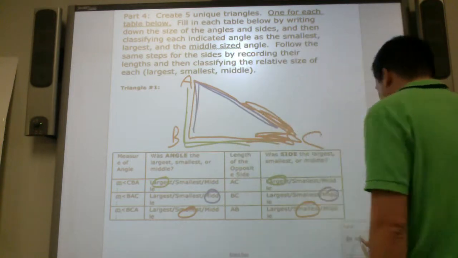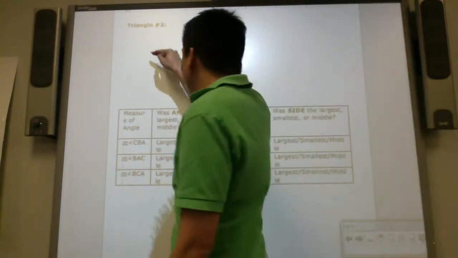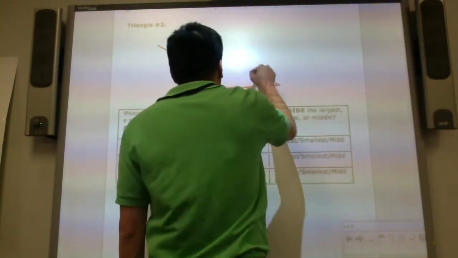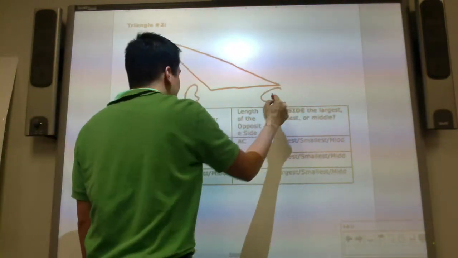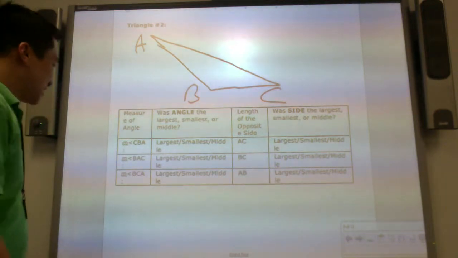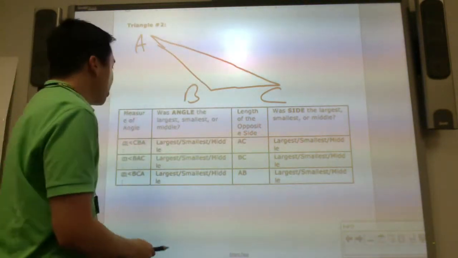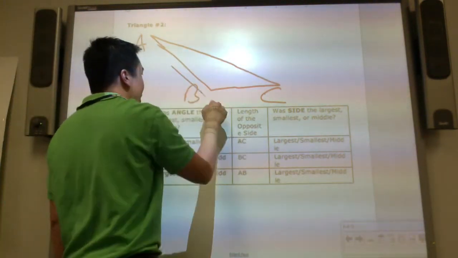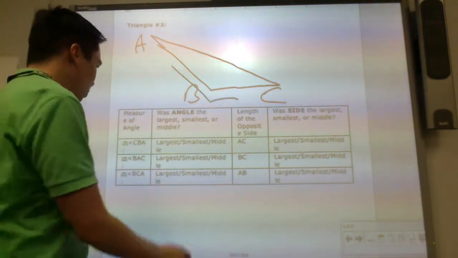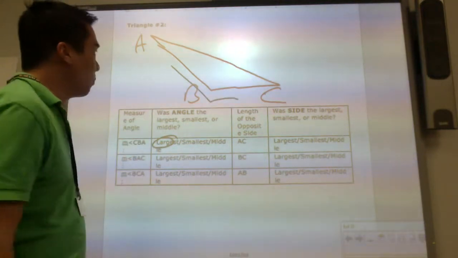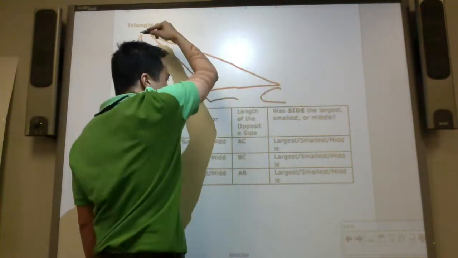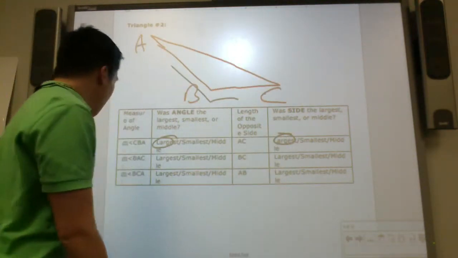Let's practice another one. Let's do this one right here. A, B, C. So what can you tell me about, let me take a different color, what can you tell me about CBA? CBA. What a very wide angle. I believe it's obtuse, so I know it's the widest angle of all. So side AC must be the largest side.